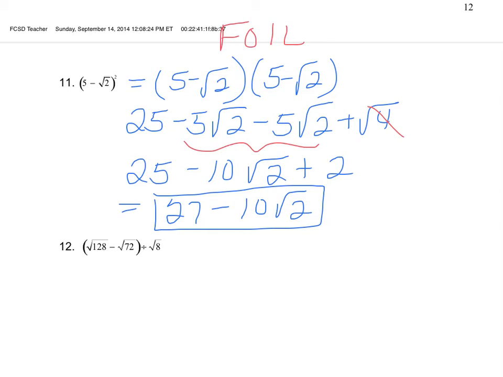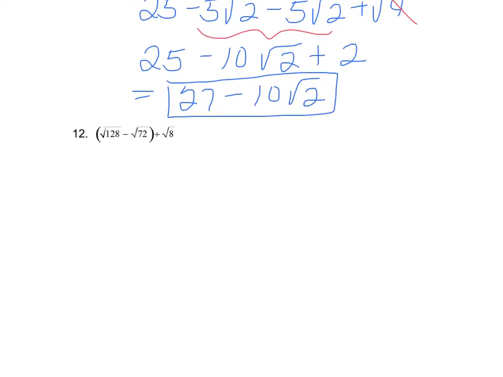So I'm done. Let's take a look at number 12. Number 12 shows me that I have subtraction and then division, and I have parentheses, so I have to try to subtract first. So in order to subtract, if you recall, you have to have like radicals, and in this case I don't, so I'm going to try to find them.